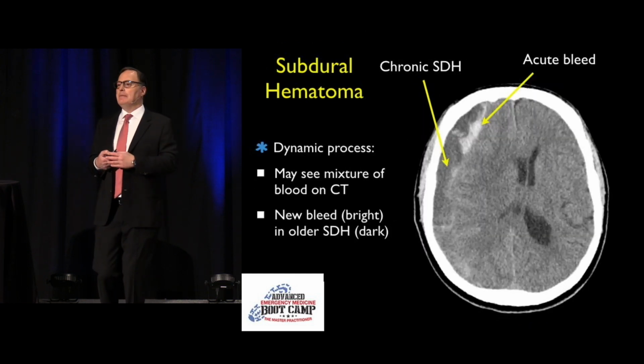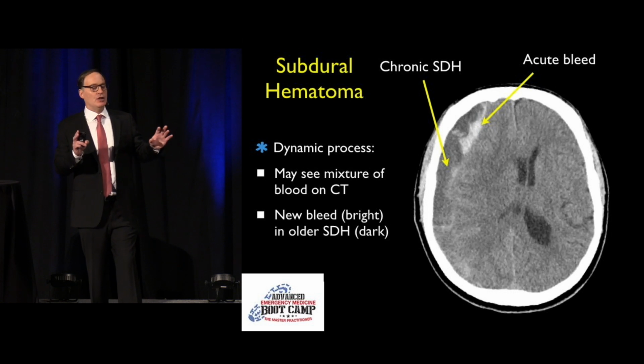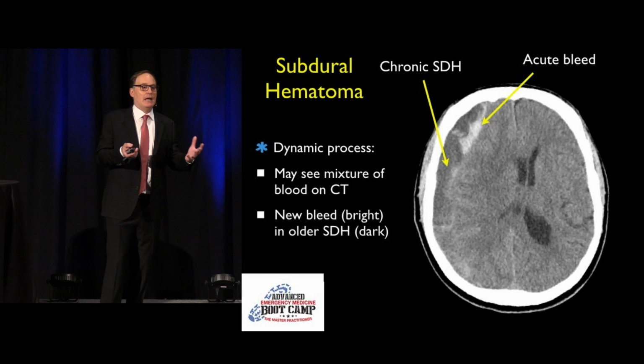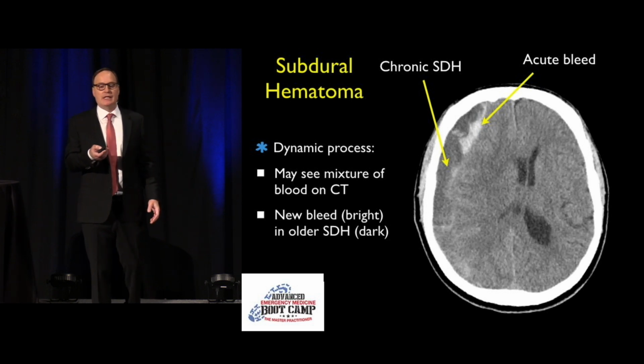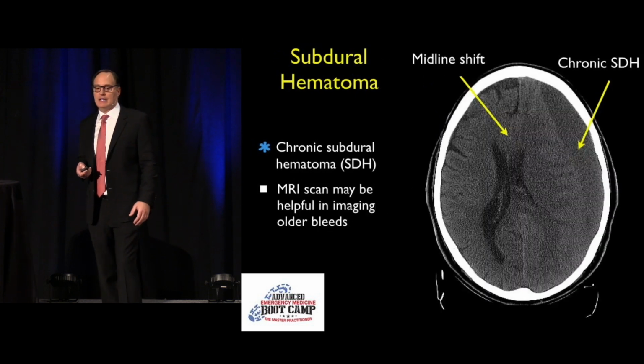Notice that, again, it can be a dynamic process. Even a patient coming in with a known chronic subdural may have acute bleeding into that region, which is a big deal. They would normally have to go to the neuro ICU for a neurocheck. So you can see that there's some acute bleeding within this chronic subdural, okay?